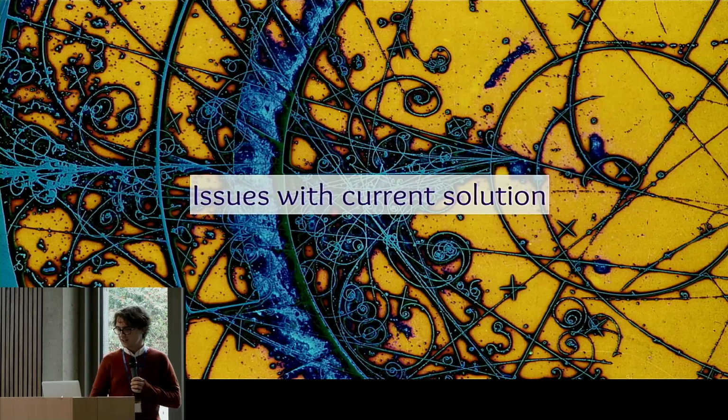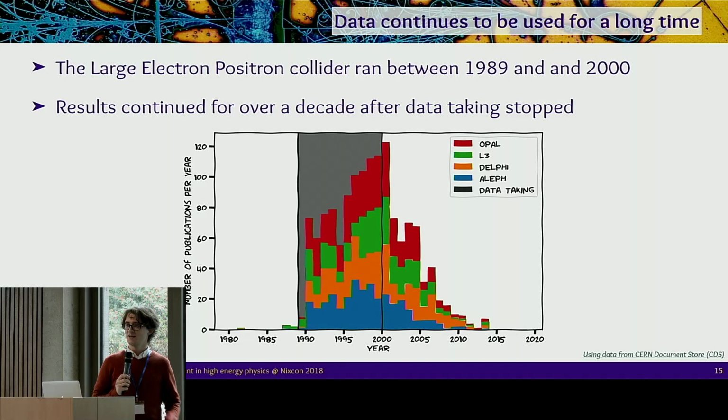So what are some of the issues that we have with the current solution? Probably the biggest one, looking back to the past, is that before there was the Large Hadron Collider, there was the Large Electron Positron Collider that was in the same tunnel, roughly the same size, and started running in 1989 and continued till 2000.